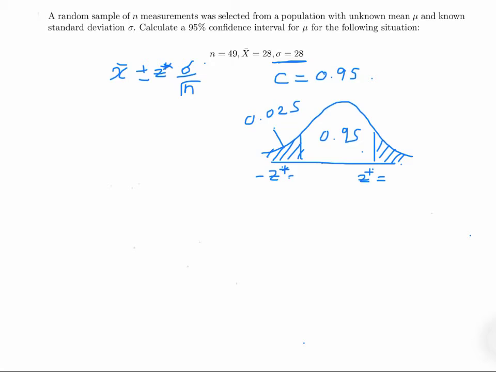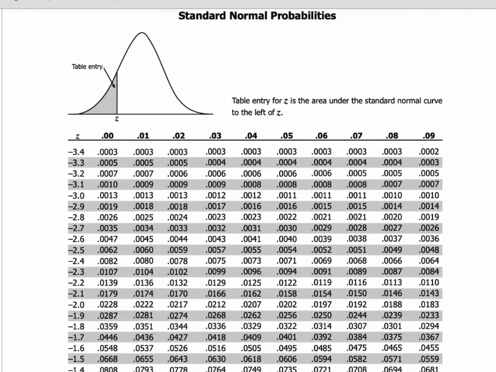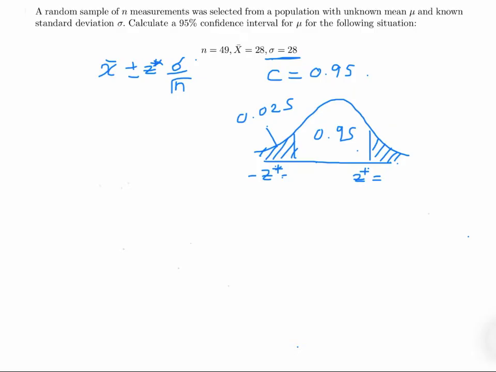Now we should go to the z table and look for the number 0.025. Okay, this is the z table. Can we see the 0.025? Yes, we do have it here. It is 0.0250. So what is the corresponding z value? It is negative 1.96. Therefore, the z value on the negative side is negative 1.96, so on the positive side, positive 1.96.